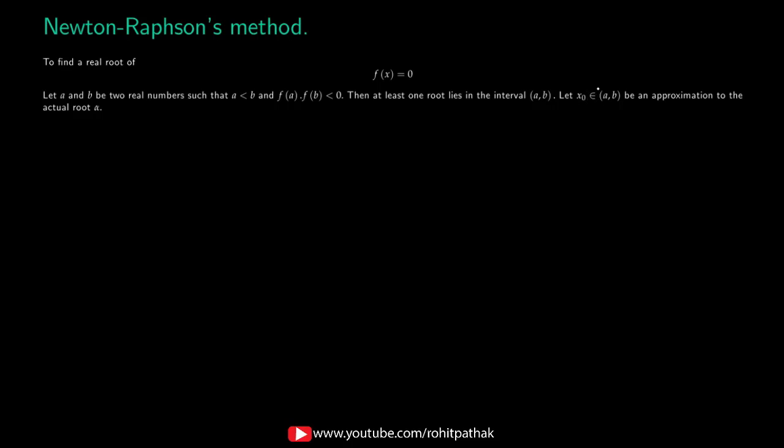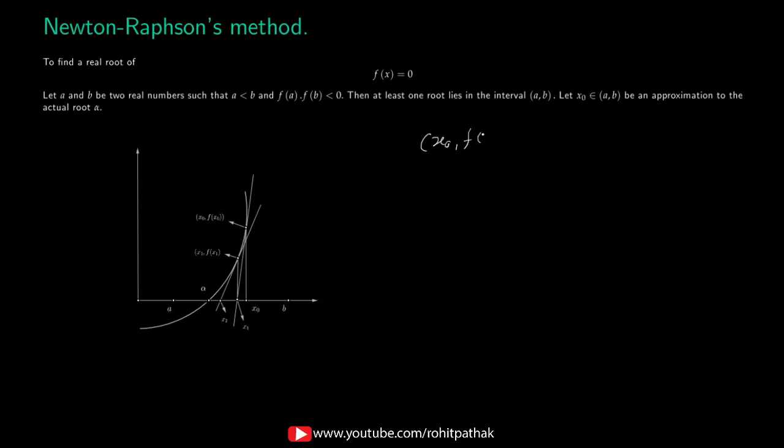Now what is the idea of this method? So in this method, look at this graph. We find the tangent at this initial approximation. So initial point is x0, f of x0. At this point we find the tangent to the given curve. So what is the equation of the tangent? Equation of the tangent is y minus y0 equals f dash x0 times x minus x0. This is the tangent to the curve at the initial point, and the point where it cuts the x-axis is taken as the new approximation.